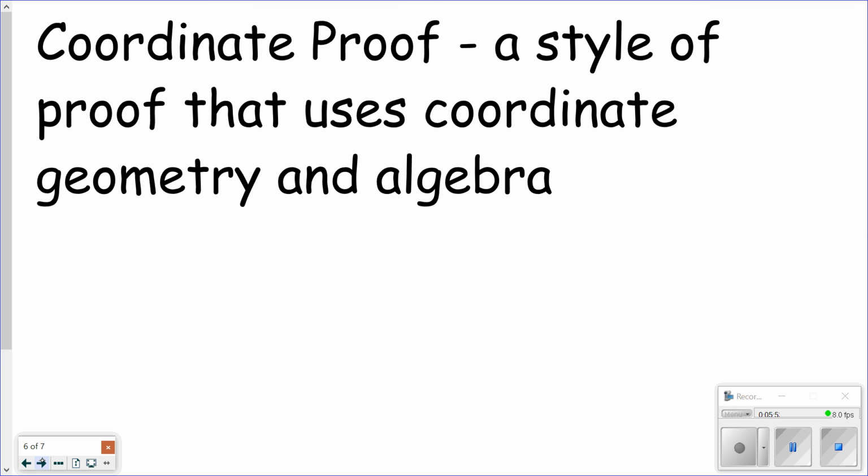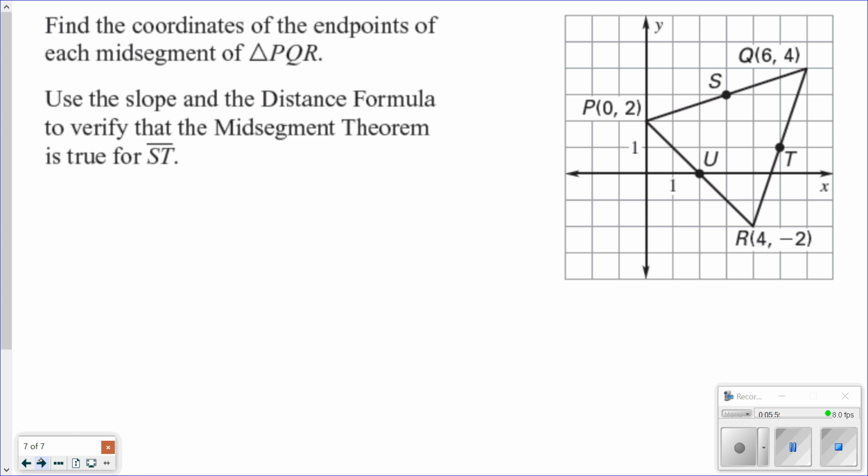Coordinate proof. A coordinate proof is a style of proof that uses coordinate geometry and algebra. So we want to find the coordinates of the endpoints of each midsegment of triangle PQR. We're going to use the slope and the distance formula to verify that the midsegment theorem is true for segment ST.